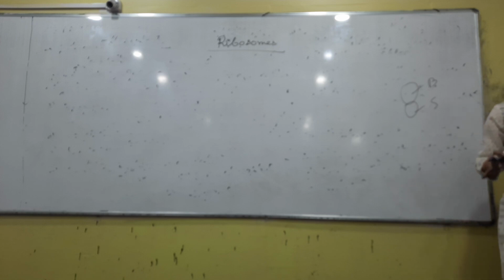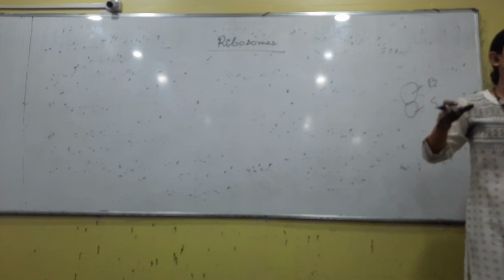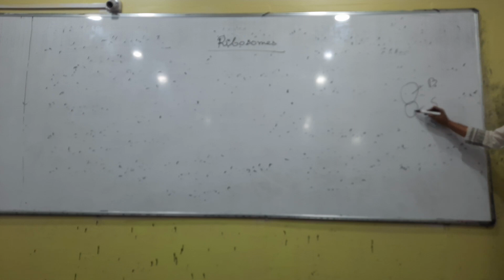So what is a dome? It's nothing but a hip. One is dome shaped, and above the dome shape we have a cap-like structure that forms the smaller unit. A dome shape, a cap shape, right? And these produce ribosomes.